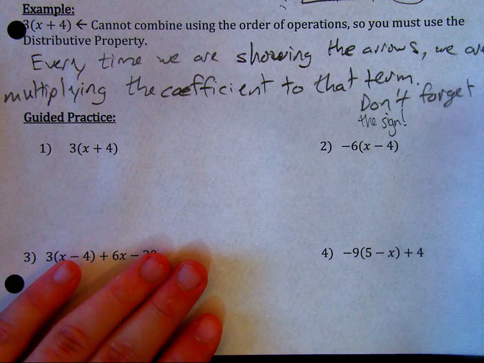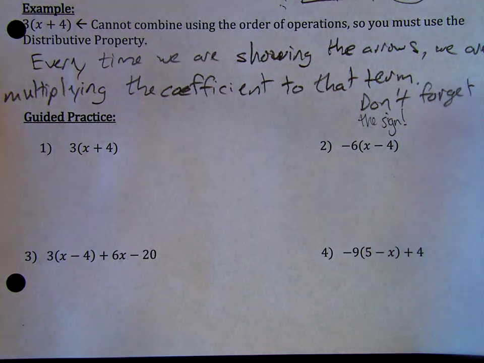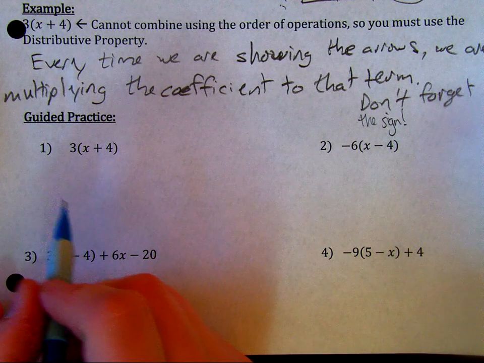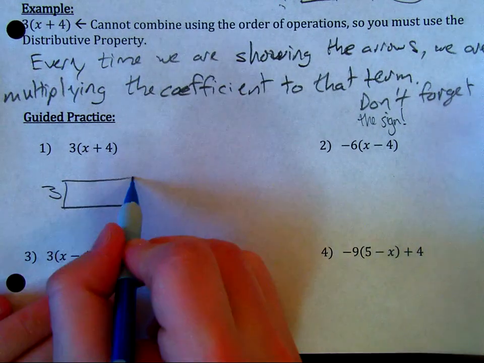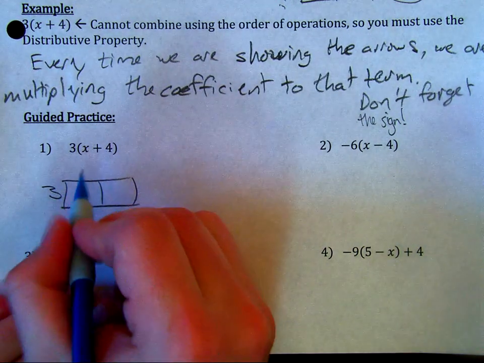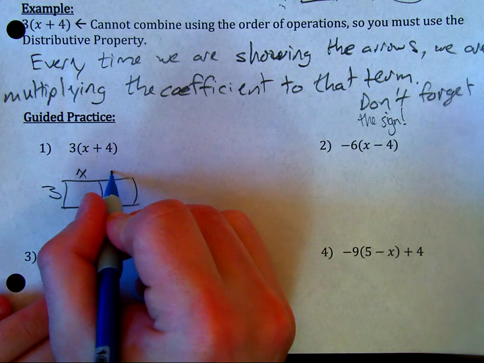Alright, so for example, if I wanted to do, do you guys prefer box or arrow? Personally, I prefer box because it's a little bit easier to set up and see. So I'm going to do 3 on the outside, positive x and a positive 4.